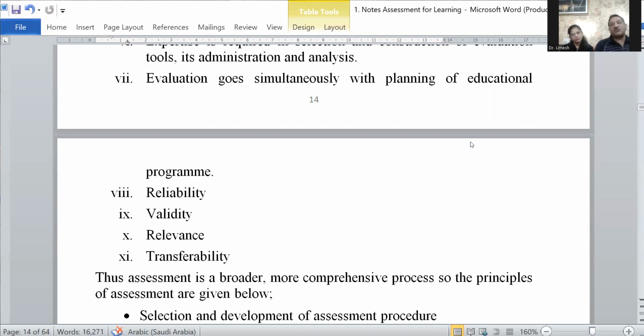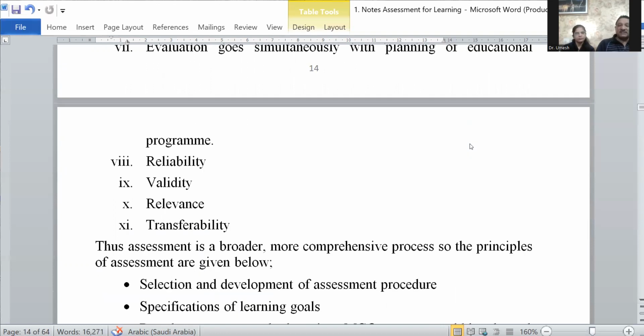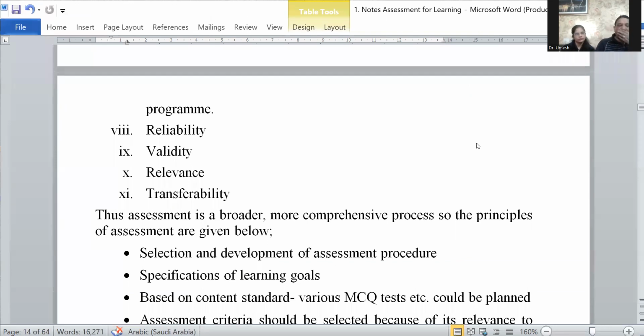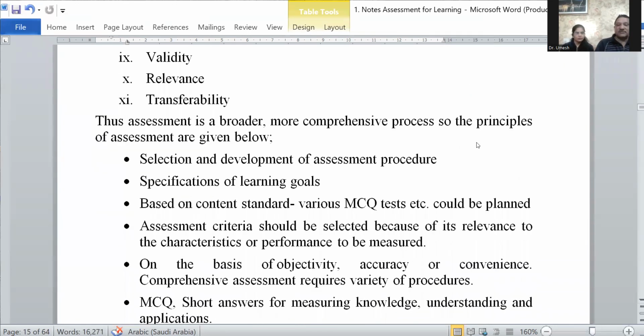इनके बारे में बाद में हम जरूर एक एक करके डिस्कस करेंगे कि रिलायबिलिटी में विश्वसनीयता क्या है, वैलिडिटी में वैधता क्या है, रेलिवेंस क्यों संगत है ये, और ट्रांसफर, ये चीजें सारी एक एक करके वन बाय वन वी विल गो इन द लास्ट ऑफ दिस, इसके बाद चलेंगे बाद में. Thus, assessment is a broader, more comprehensive process. So, the principles of assessment are given below.